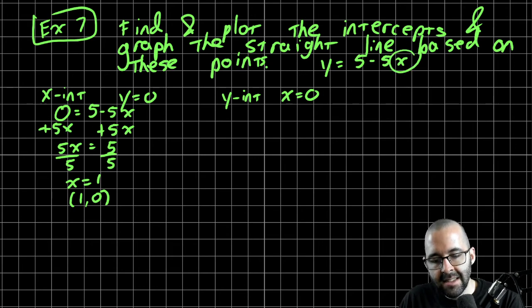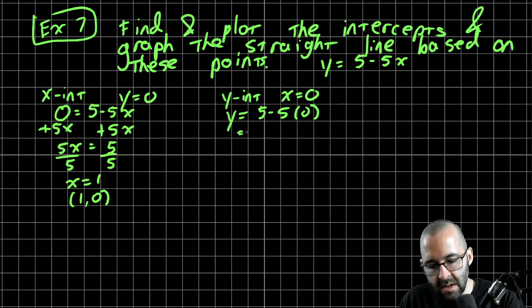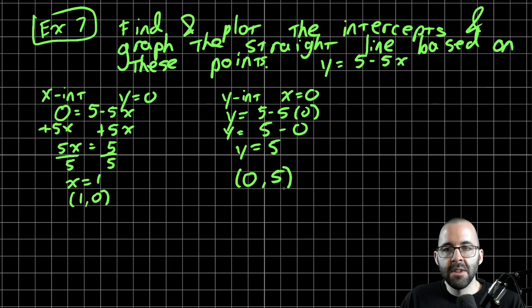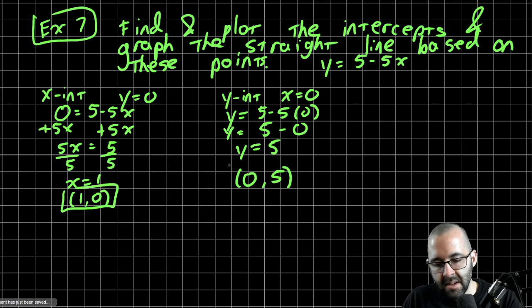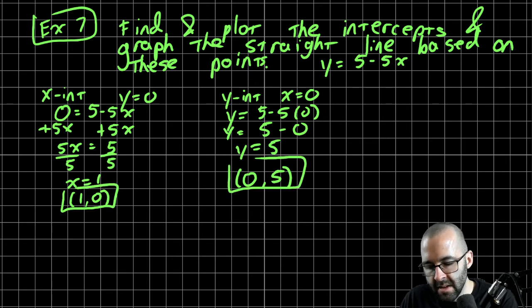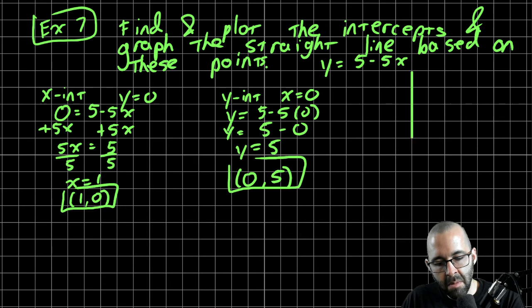We do the same thing with the y-intercept. Replace x with 0. Y equals 5 minus 5 times 0. That's 5 minus 0, so y is just equal to 5. And it's the point where x equals 0. So these are our intercepts, the x-intercept and the y-intercept. If we plot them, then we're going to be making some good progress towards solving the problem.